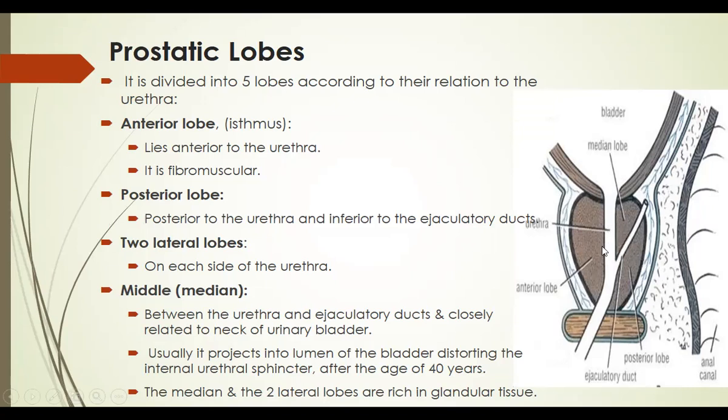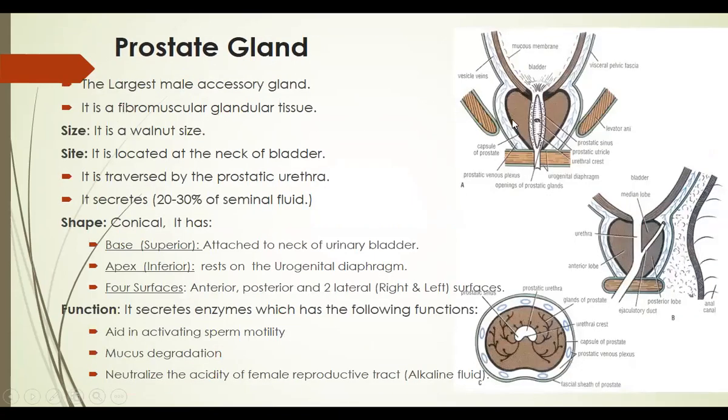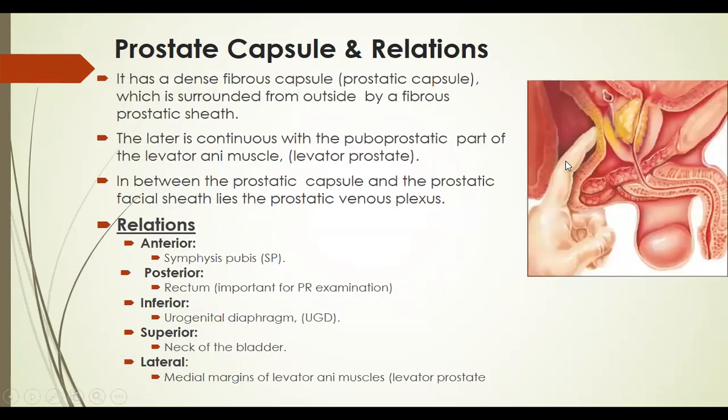In relation to the urethra, they are classified into the anterior, posterior, and other lobes. Anterior lobe, which is in front of the urethra, is the isthmus, and lies anterior to the urethra. It is fibromuscular in nature. Posterior lobe is posterior to the urethra, and inferior to this is the ejaculatory duct. So this is called the posterior lobe. Then there are 2 lateral lobes on each side of the urethra. In this view, you can see these are the 2 lateral lobes on either side.